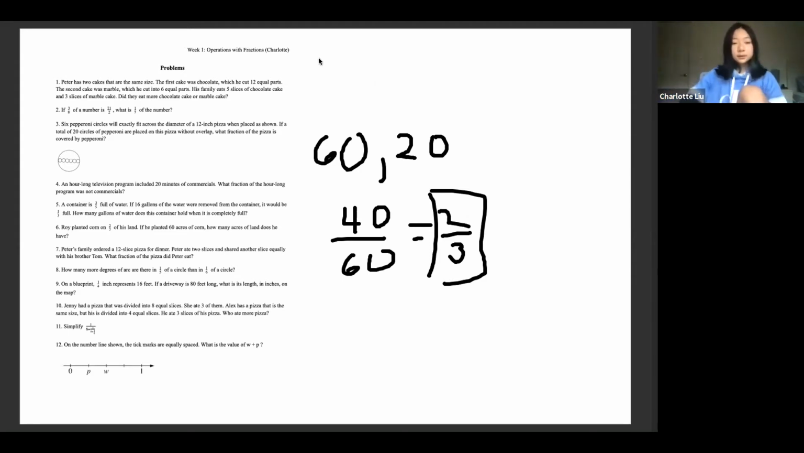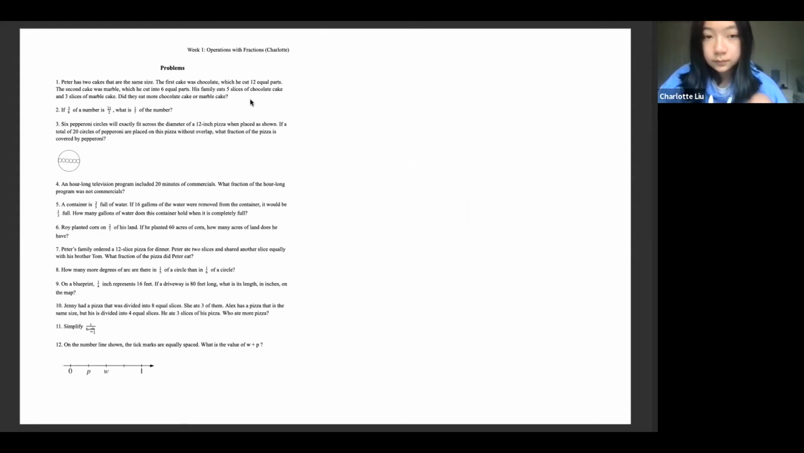Yeah, so I'm pretty sure most of you should get this answer. You probably just didn't read it carefully, so make sure you check next time. Okay, so I'll move on to the next question. Five, a container is 3/5 full of water. If 16 gallons of the water were removed from the container, it would be 1/3 full. How many gallons of water does this container hold when it's completely full?